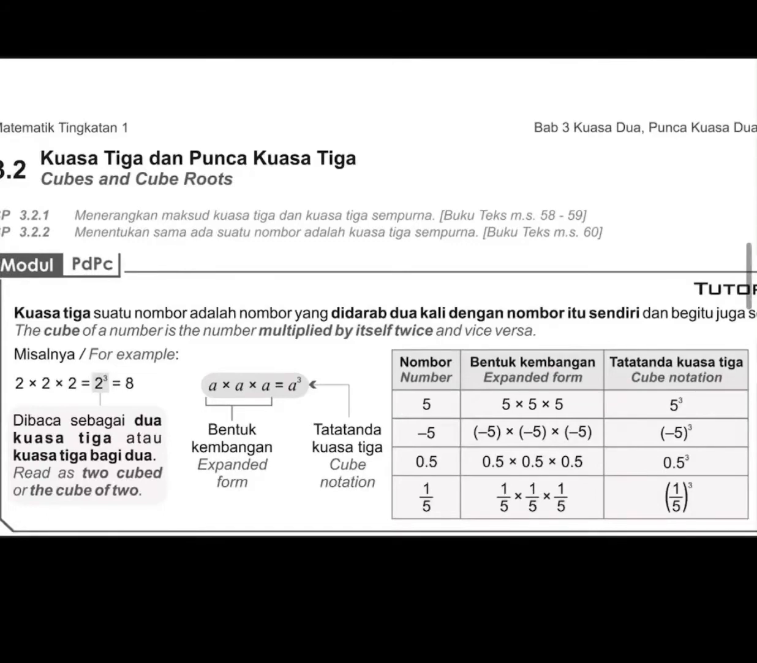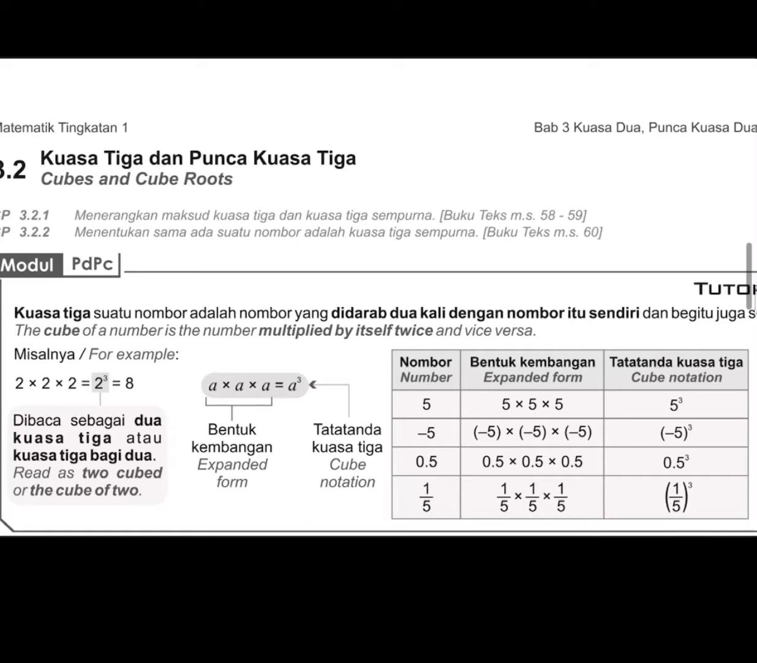Okay, next subtopic, cubes and cube roots. Okay, the definition of cube. The cube of a number is the number multiplied by itself twice and vice versa. For example, if the number repeats 3 times, that means the number times twice the number itself. That means 2 times 2 times 2, you get 2 cube. 2 cube, or you can read it as 2 to the power of 3, or the cube of 2.